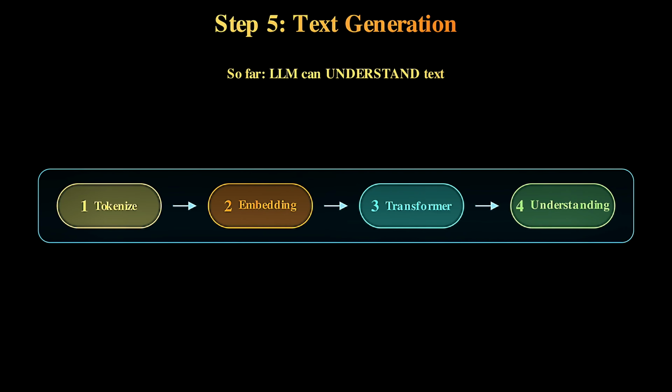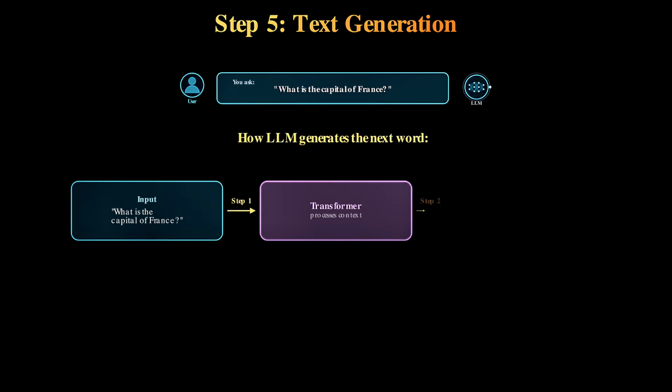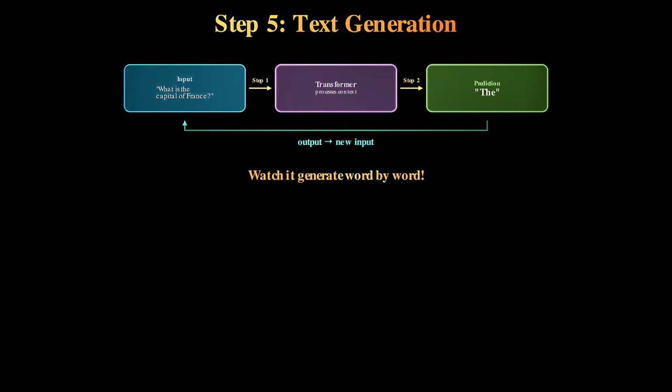You ask a question: what is the capital of France? And it enters the pipeline: input, transformer, prediction. The model's first prediction is "the", but it doesn't stop there. That output word feeds back into the input through a feedback loop. Now the model sees, what is the capital of France? The, and predicts "capital". This process repeats.